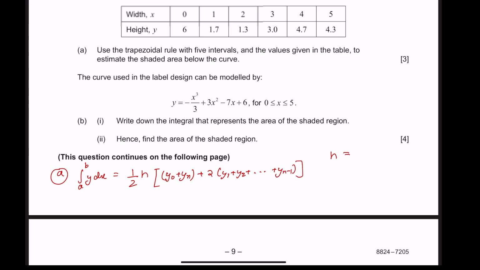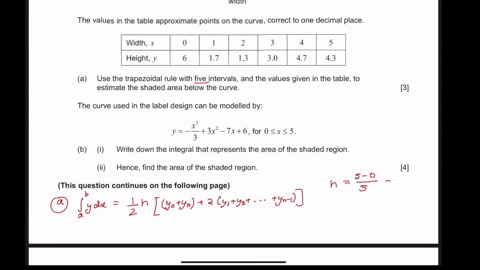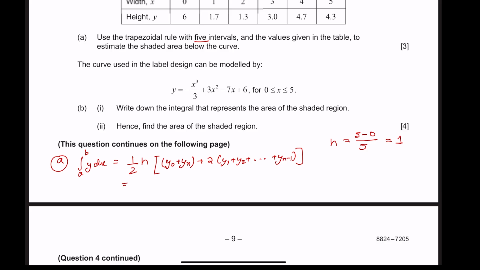So h would be equal to the upper width minus lower width divided by the total number of strips. The total number of intervals is 5, so h is equal to 1, right? So this will be equal to half times 1. The first value is 6 and the final value is 4.3. So 6 plus 4.3 plus 2 times the middle values, 1.7 plus 1.3 plus 3.0 plus 4.7. If we put it in a calculator, we get 15.85, and this is equal to the area. So 15.85 centimeters squared is the area of the shaded region.